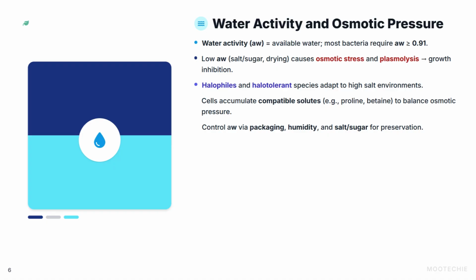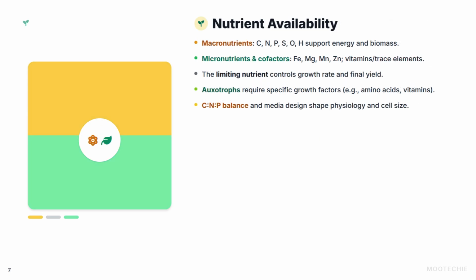Halophiles and halotolerant species are adapted to high salt environments like the Dead Sea or salted fish. To cope, cells accumulate compatible solutes such as proline or betaine, which balance the internal osmotic pressure without interfering with cell metabolism. We control water activity through packaging, humidity management, and adjusting salt or sugar content to preserve food and other products.